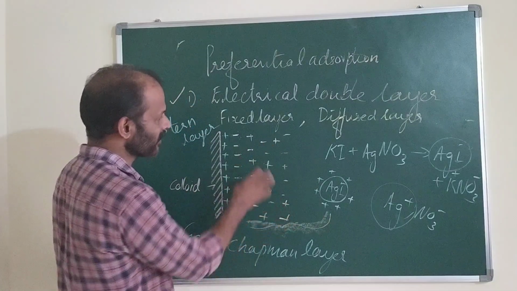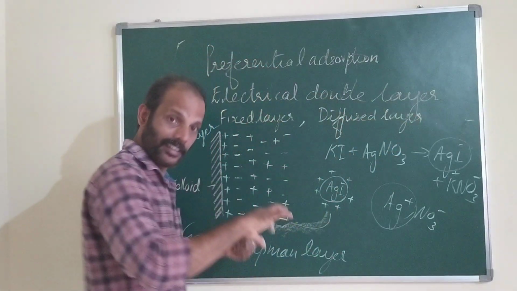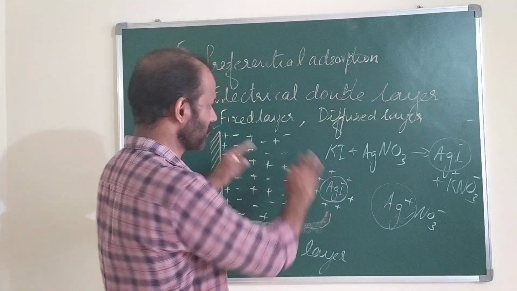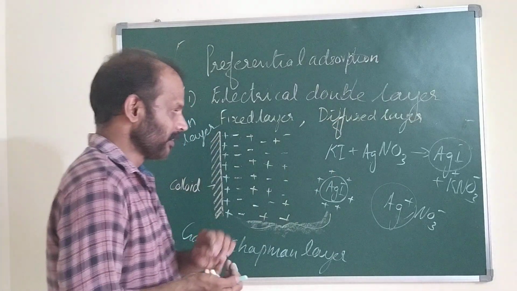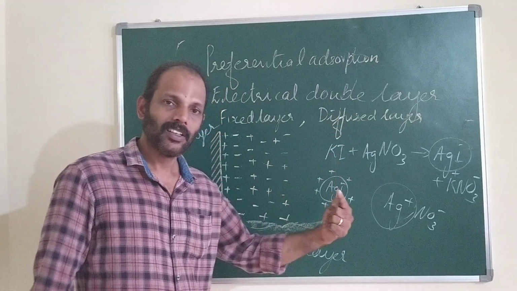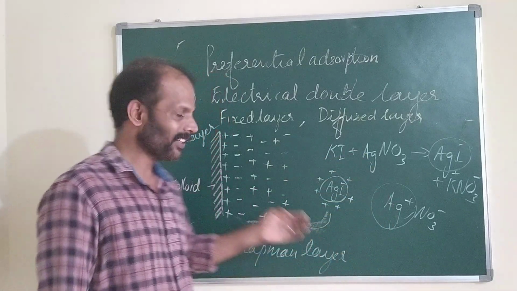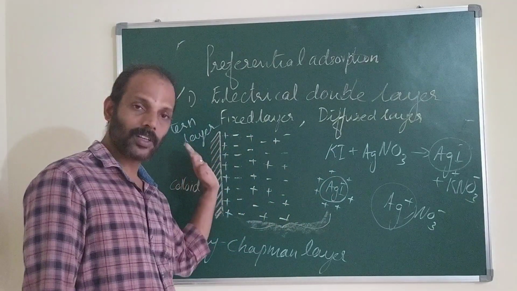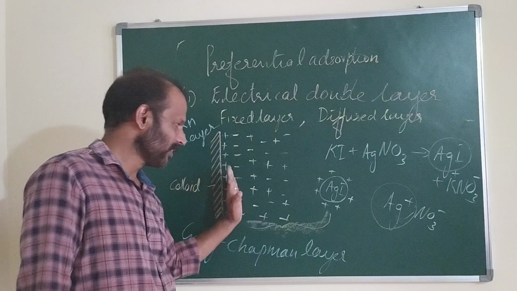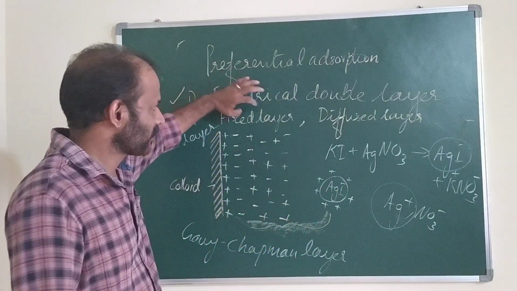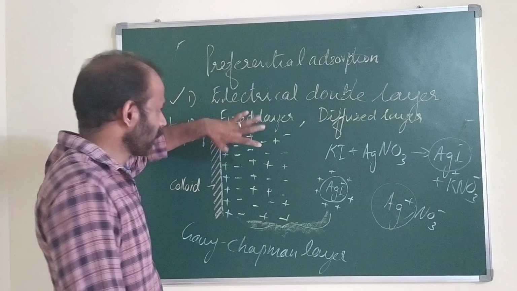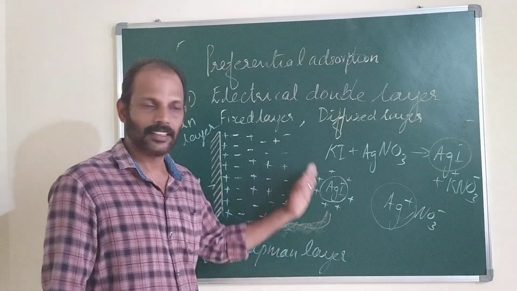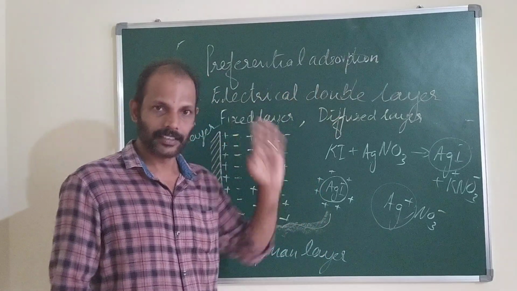So we have two layers, a fixed layer and a diffused layer, and these two layers are formed by the mechanism of preferential adsorption. That is, the colloidal particle preferentially adsorbs some of the ions from solution and forms a fixed layer, and the remaining ions get attracted towards it, and some get repelled. So it forms a diffused layer. So a fixed layer and a diffused layer are formed, and these two layers are generally known as the electrical double layer.